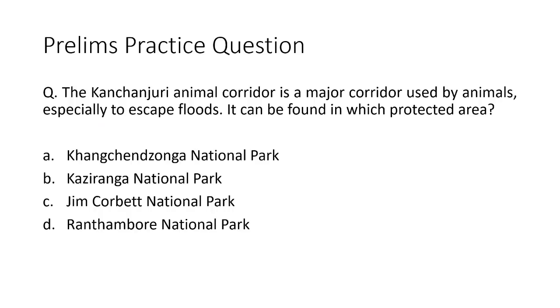Now let's take up the practice questions for today. The Kanchanjuri Animal Corridor is a major corridor used by animals, especially to escape floods. It can be found in which protected area? The correct answer is option B. It can be found in the Kaziranga National Park.